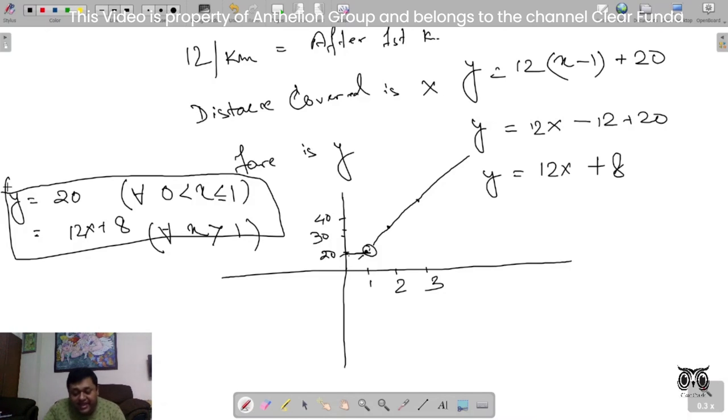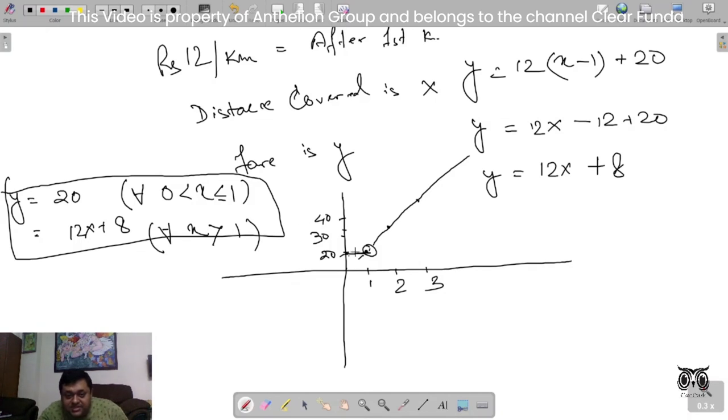So this is the exact understanding of this particular problem, as per the question that has been given. A person is traveling in a car, for the first 1 kilometer the charge is 20 rupees, and after that 12 rupees per kilometer. So if the distance traveled is x, then this is the scenario. This is how we actually define this particular problem.